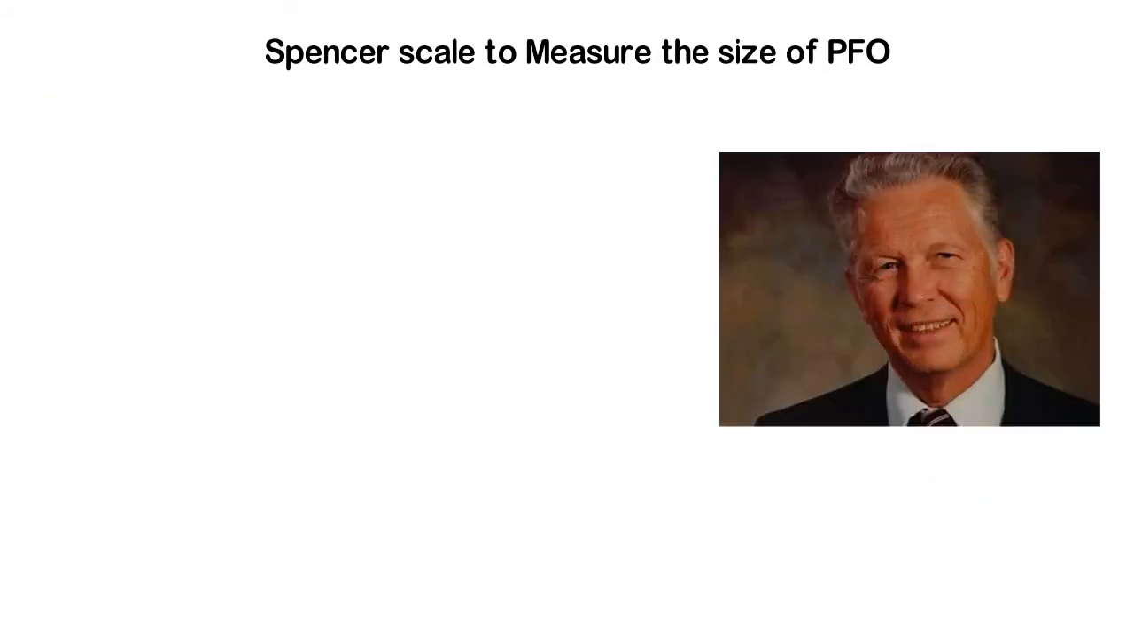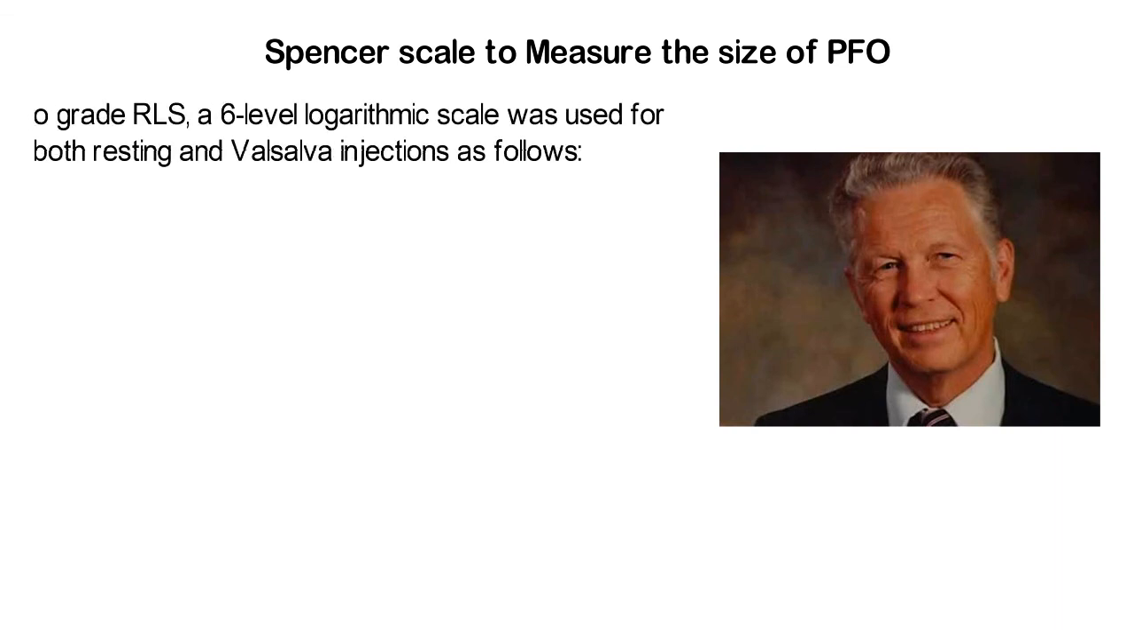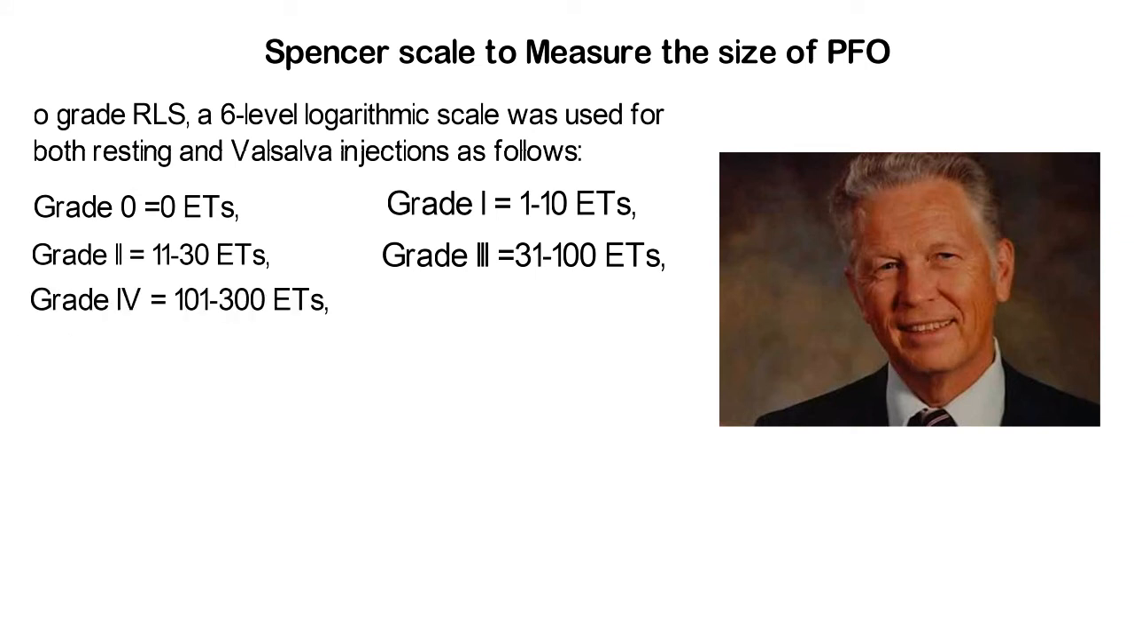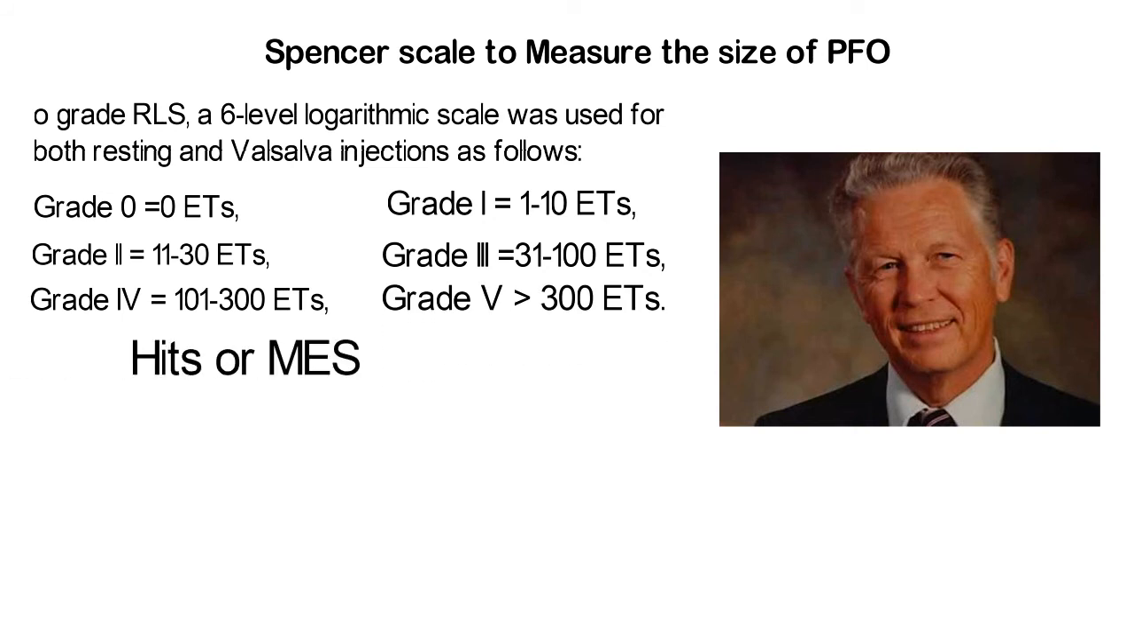Spencer scale to measure the size of PFO. A 6-level logarithmic scale was used for both resting and Valsalva injections as follows. Grade 0 equals 0 ETs. Grade 1 equals 1 to 10 ETs. Grade 2 equals 11 to 30 ETs. Grade 3 equals 31 to 100 ETs. Grade 4 equals 101 to 300 ETs. Grade 5 greater than 300 ETs.